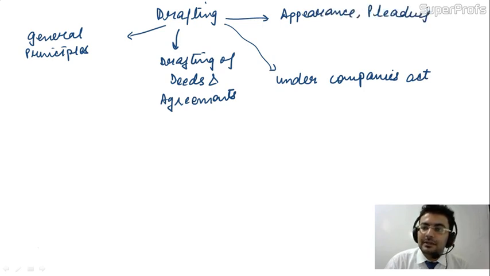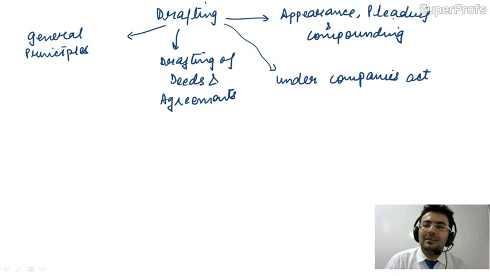Appearance, pleading and compounding. So what does compounding mean? Compounding means feeling guilt. Let us suppose that my company has committed a default. We need to file our annual return within a period of 60 days from the holding of AGM, but we forgot to file that. Now what happened? Sir, I have committed an offense, right? What do I need to do now? I need to apologize. I need to get my offense compounded, otherwise my officers in default, section 2, subsection 60, will get punished.